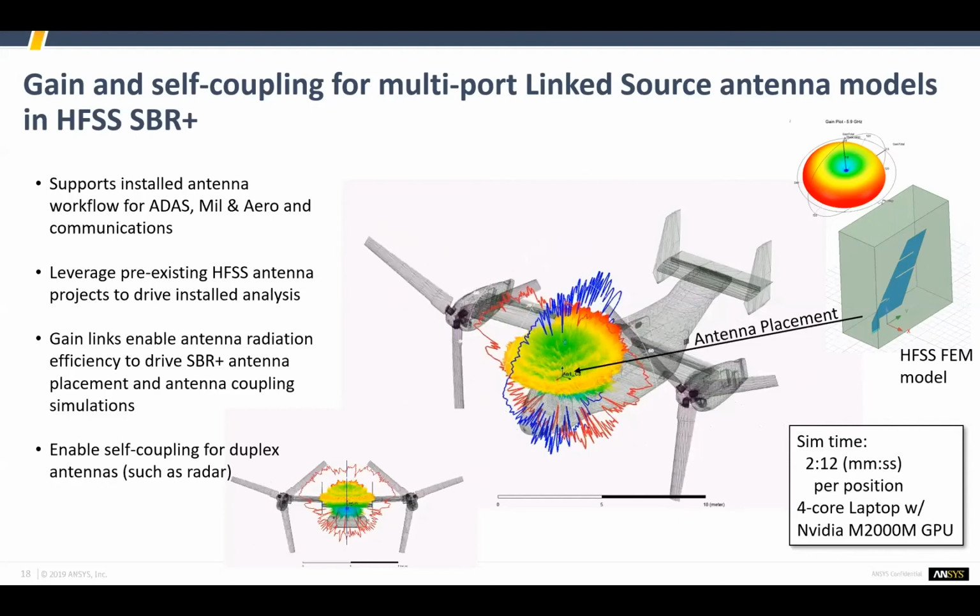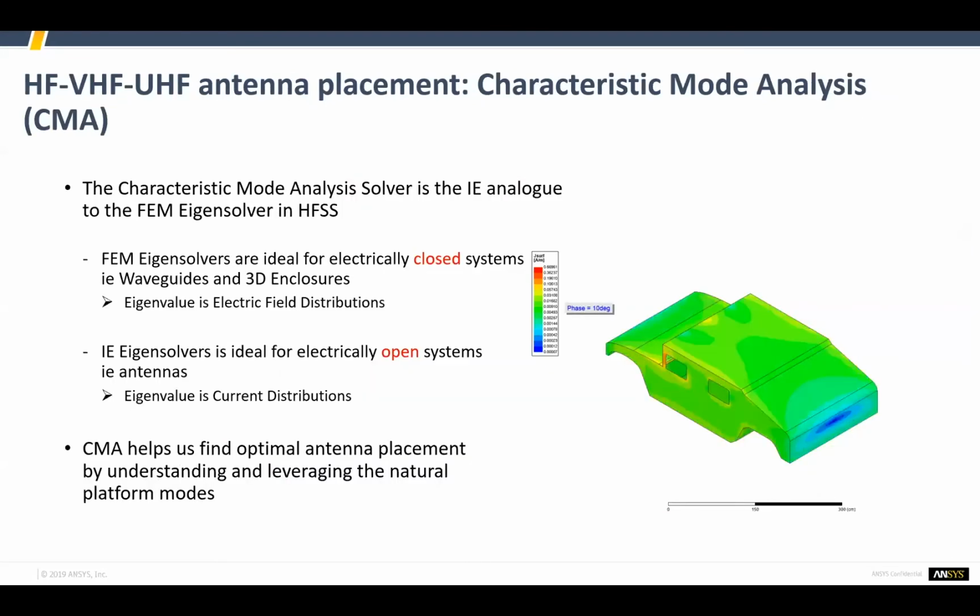One of the other things that we like to do with tools like HFSS is characteristic mode analysis. Characteristic mode analysis is the analog to an eigenmode analysis. Characteristic mode analysis uses the IE solver, whereas an eigenmode solver uses the FEM solver. The objective of characteristic mode analysis is exactly that.